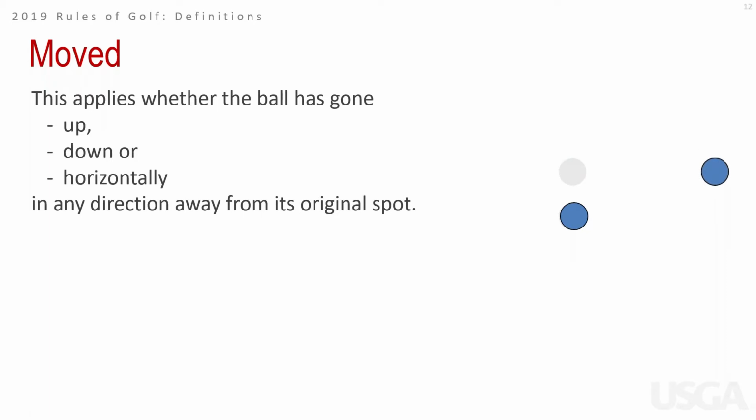And again, this applies whether the ball has gone up or down or horizontally in any direction away from its original spot. So you see the ball here on the bottom moves down, and that is considered to have moved. So if you think about a situation where maybe a ball is perched fairly high on top of the rough, if it moves downwards, that is considered to have moved, because again, a ball is considered to have moved if it goes up or down in any direction away from its original spot.